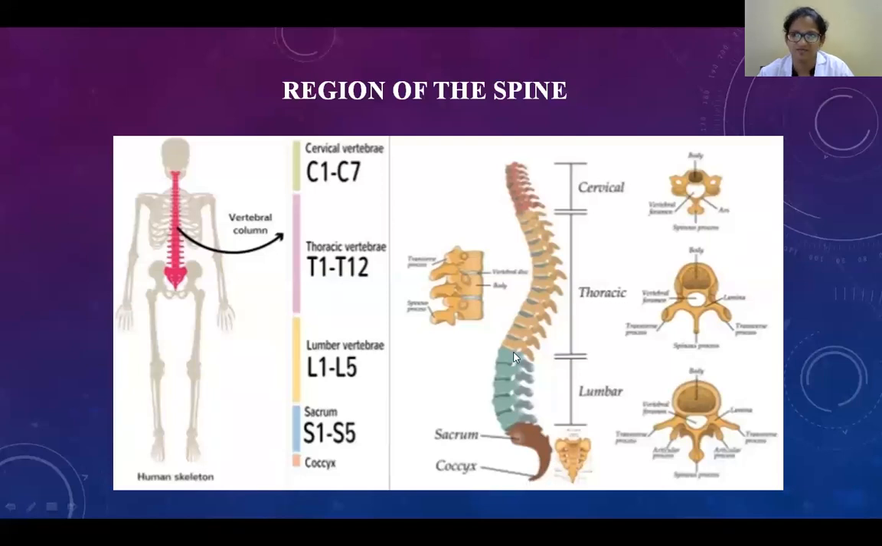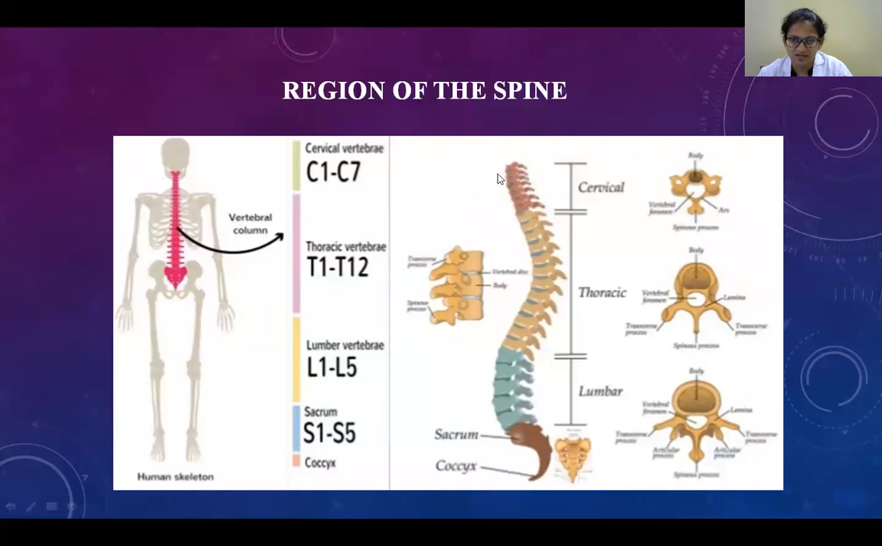Coming to the number of vertebrae. In the cervical region, we are going to see 7 cervical vertebrae. Whereas in the thoracic region, we see 12 thoracic vertebrae. Whereas in the lumbar region, you see 5 lumbar vertebrae. In the sacrum, you see 5 vertebrae and the coccyx has 4 vertebrae. Totally, in early development, these are 33 in number. As the child grows, the sacrum and coccyx will be fused together.